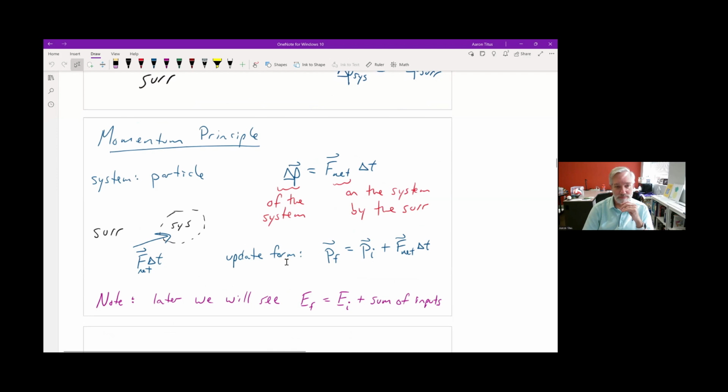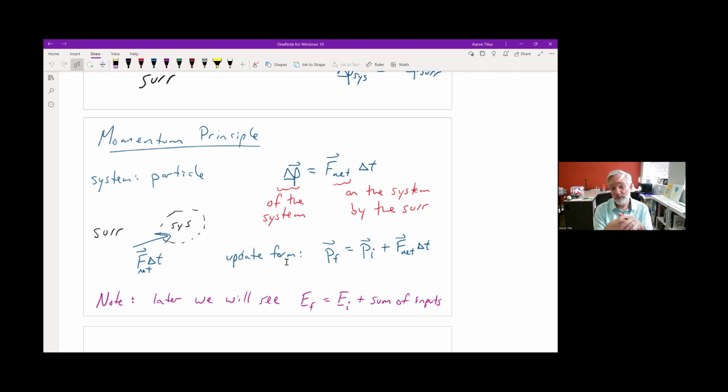Now, the momentum principle tells you what causes the change in momentum of a system. Let's begin with a particle. Here we have a particle and we define our system as this particle. The surroundings exerts an impulse on the particle, causing a change in momentum that's equal to the net force by the surroundings on the system times the time interval. That is the momentum principle. If we write this in what the book calls the update form, P final equals P initial plus F net times delta T.